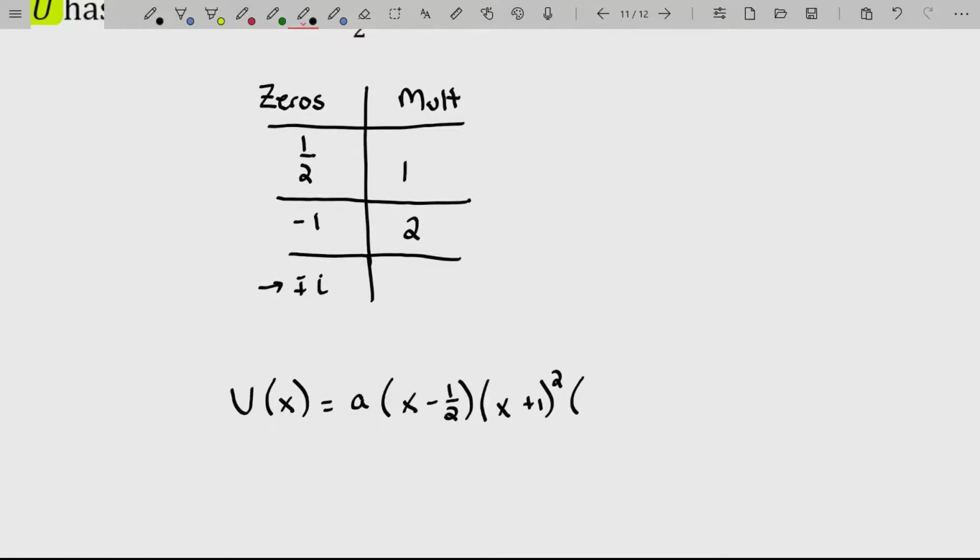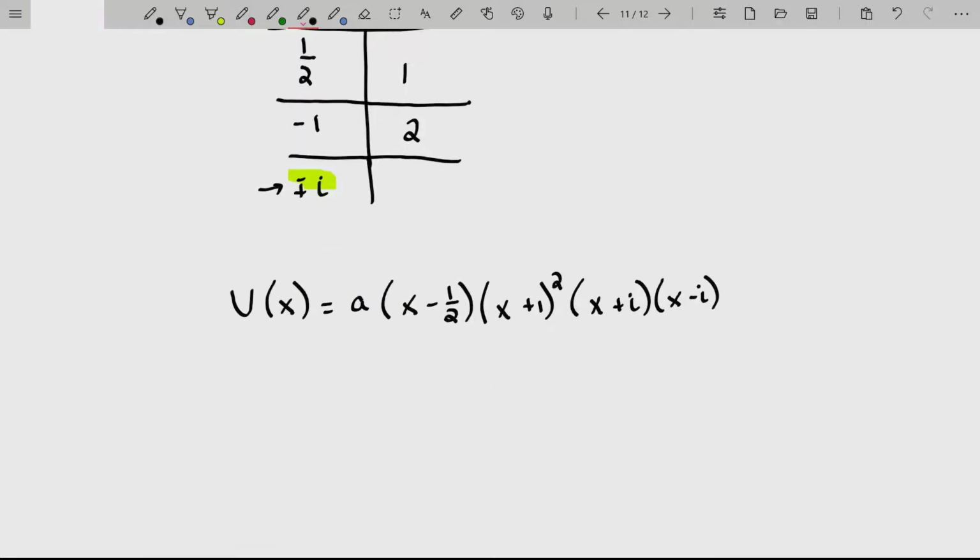And now let's deal with the complex numbers. So x, let's deal with the minus i here. If x equals -i is a zero, then x minus (-i) is a factor. So that means x plus i. And if positive i is a zero, then x minus i is a factor. That's kind of nice. We have that all set there.